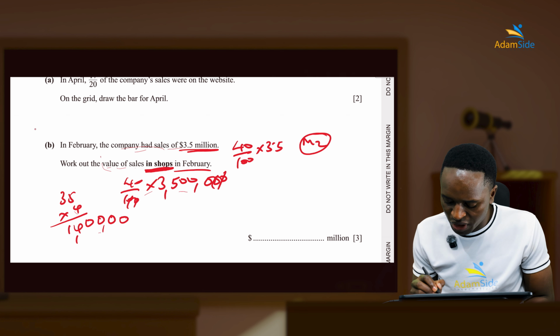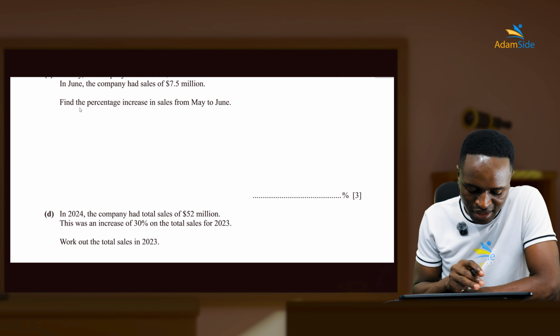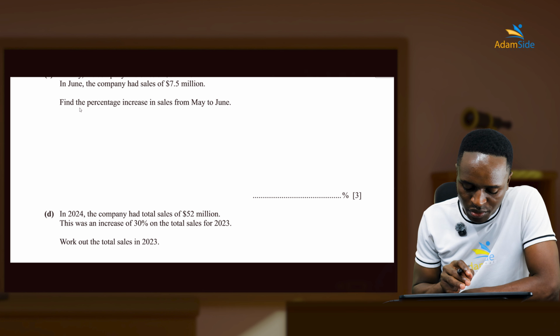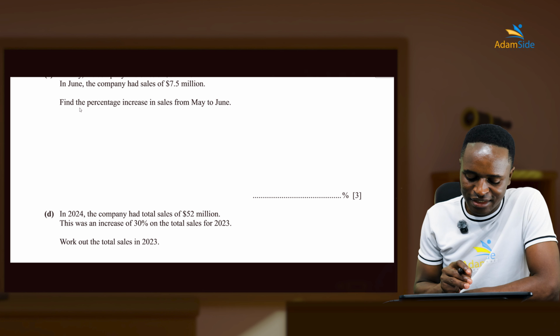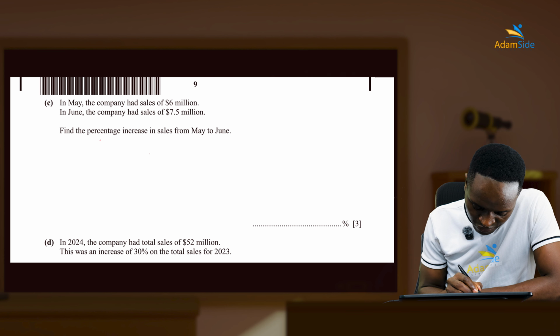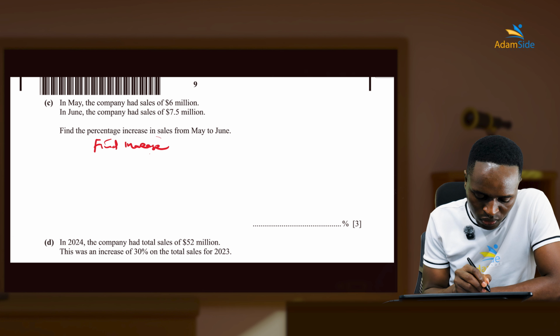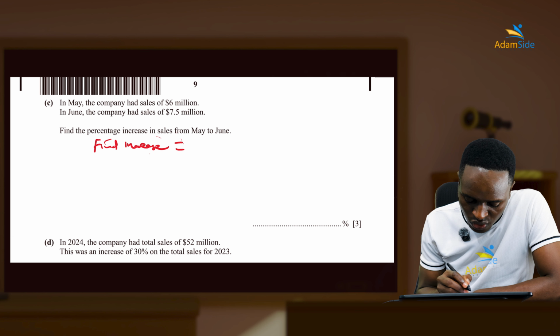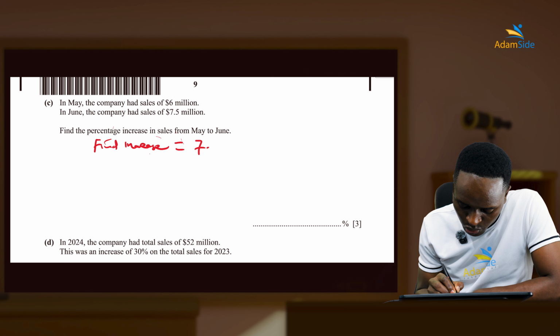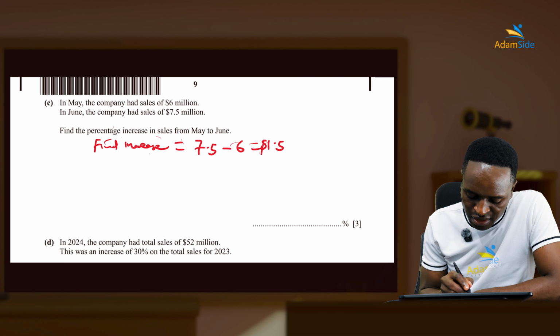In May, the company had sales of $6 million. In June, the company had sales of $7.5 million. Find the percentage increase in sales from May to June. And that's easy. In this case, you find the increase. So the sales, 7.5 minus 6, what do you get? $1.5 million.